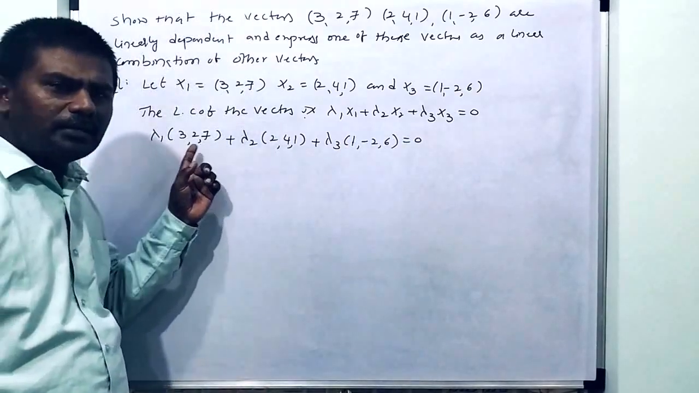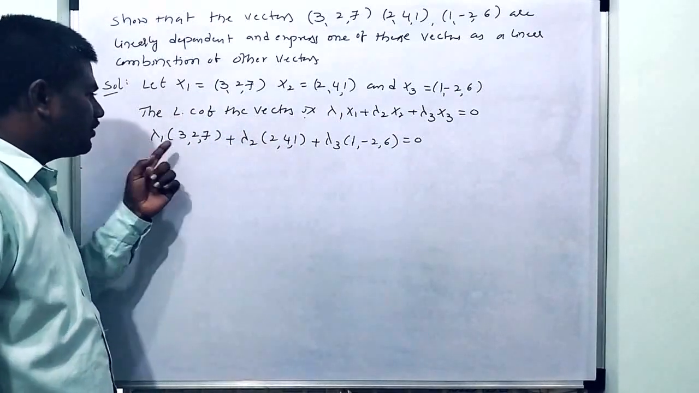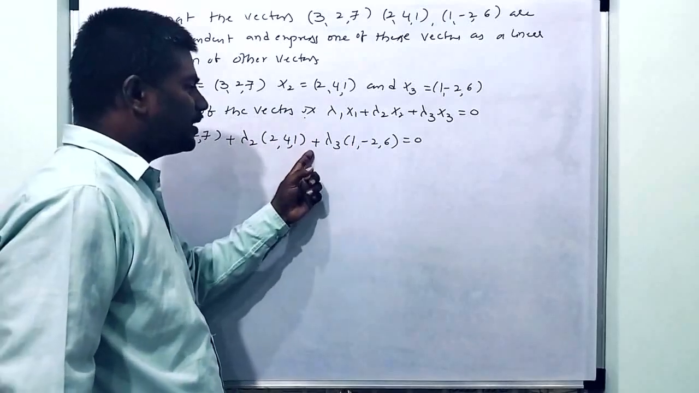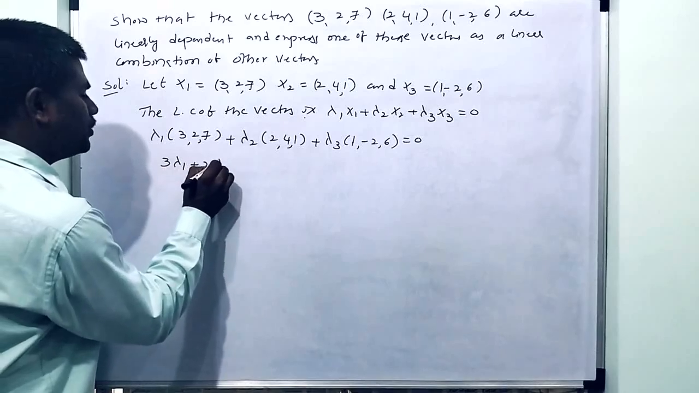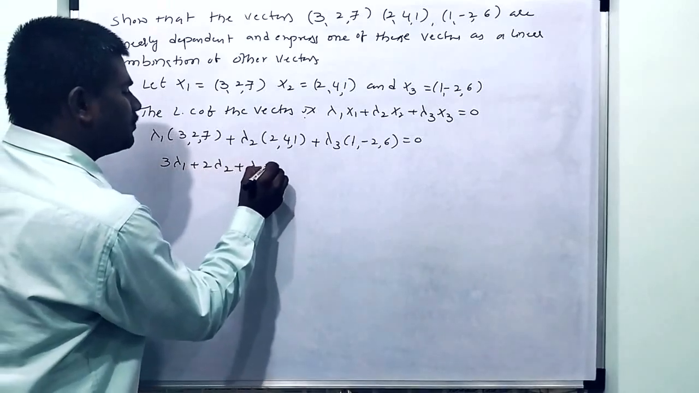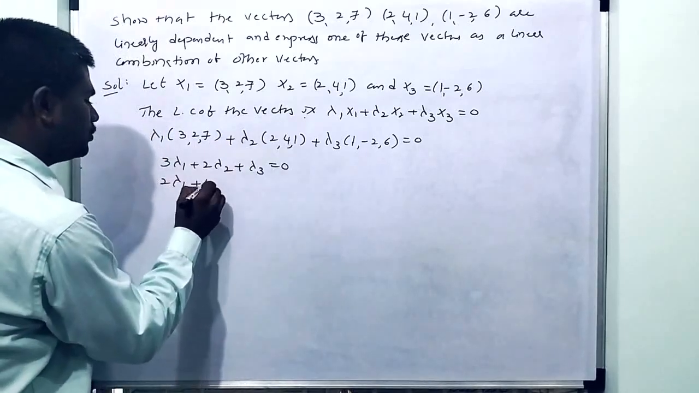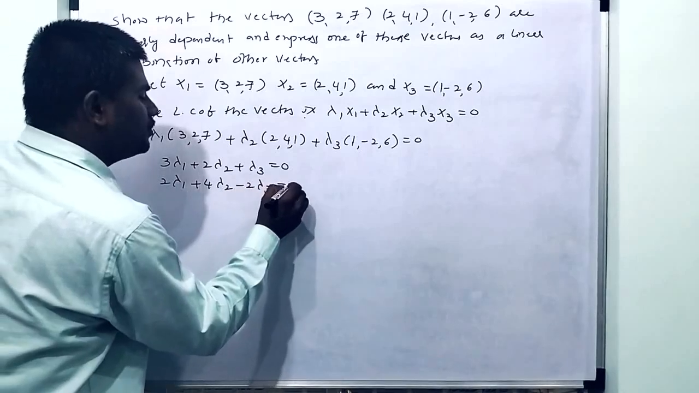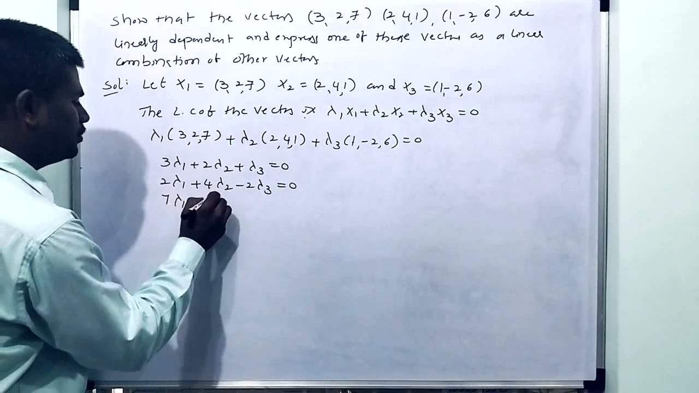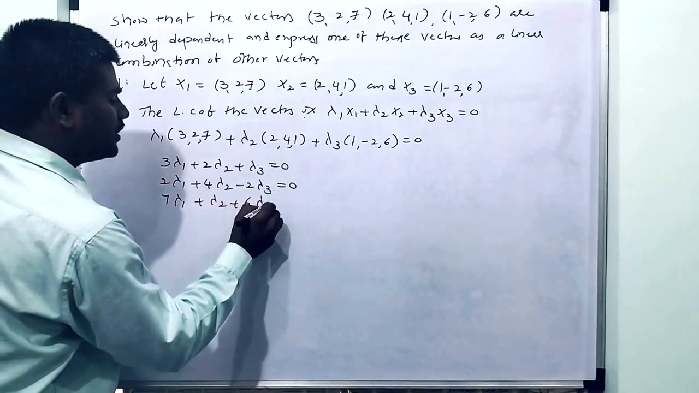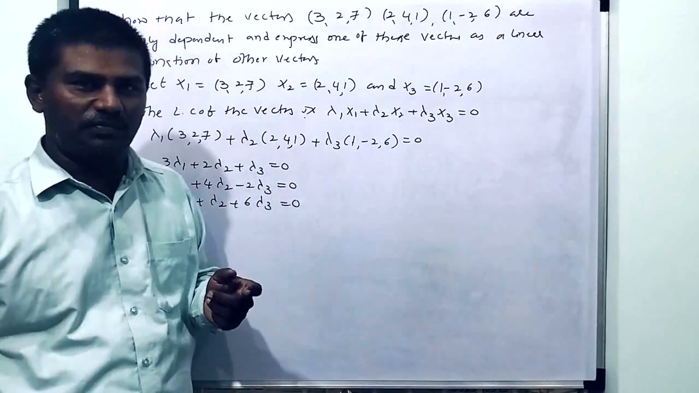Let us write this linear combination in equation form. That means 3 lambda 1 plus 2 lambda 2 plus lambda 3 equal to 0, and 2 lambda 1 plus 4 lambda 2 minus 2 lambda 3 equal to 0, and 7 lambda 1 plus lambda 2 plus 6 lambda 3 equal to 0. This is just like a homogeneous system of equations.